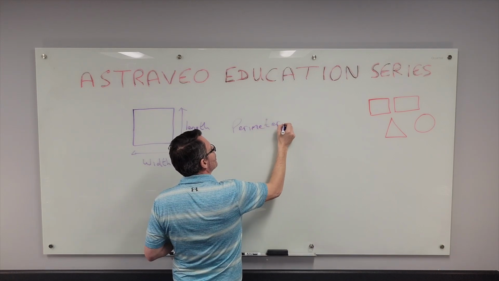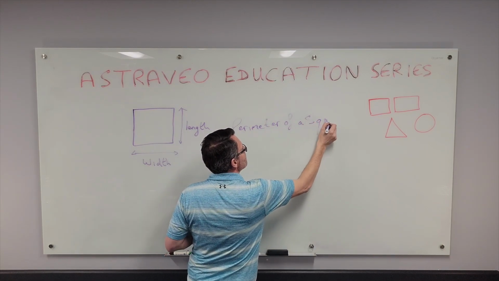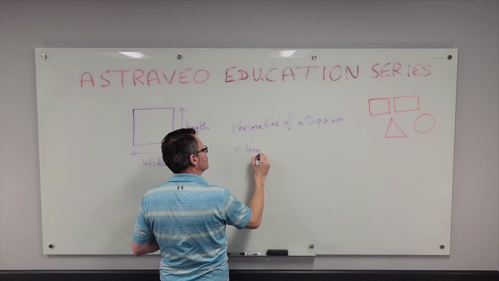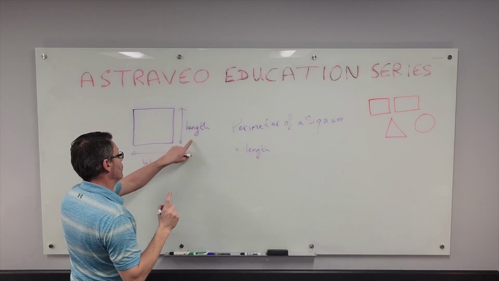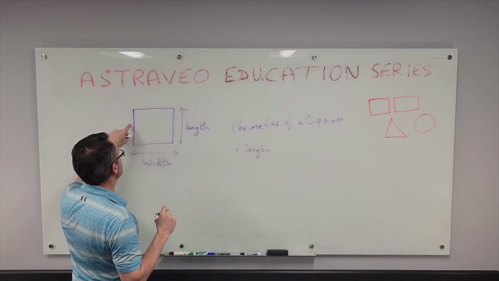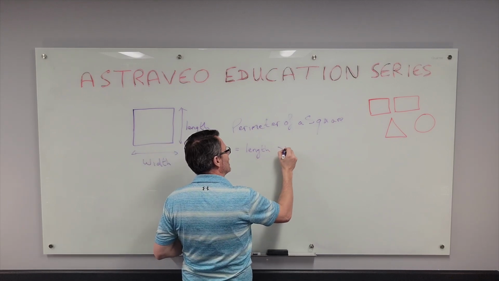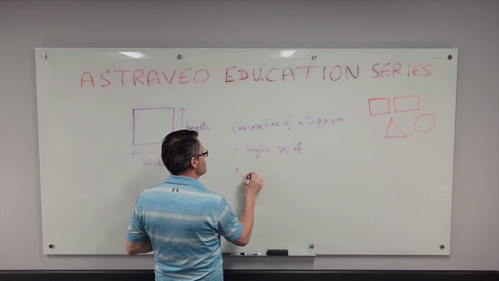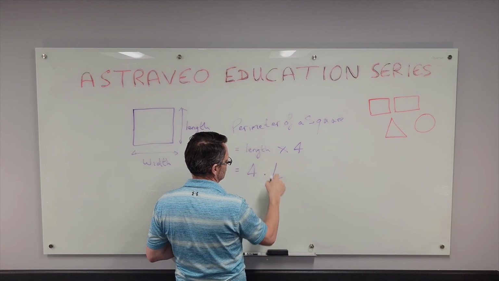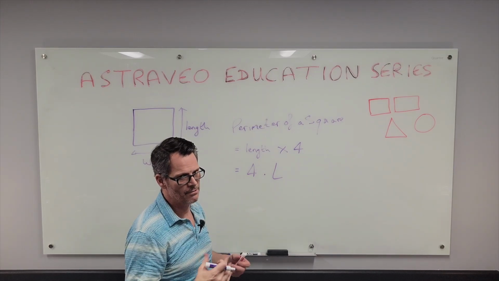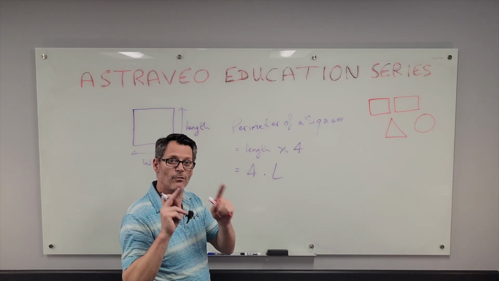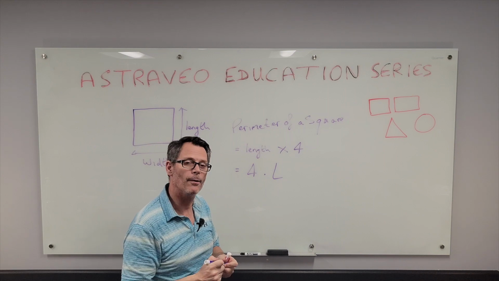Perimeter of a square equals one length. Now, they're all the same. A square has the same length sides. So it's one length, two lengths, three lengths, four lengths. So it's actually length times 4. So for the perimeter of a square of length L, don't forget, scientists aren't that super inventive, length is L, the perimeter of a square is just 4 times L. Once you know the length of one side, the perimeter is quite easy to work out.